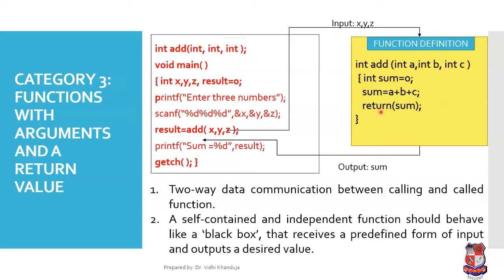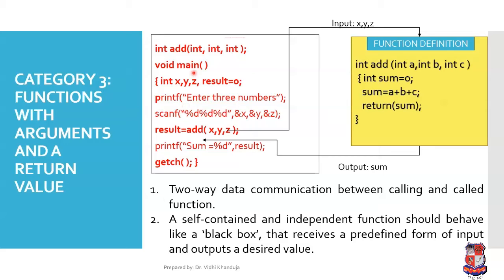We have written a keyword return here, and then what we are returning is the sum of these three values, and then this is returned and the value is stored in the result variable within the main, right? So your function call will look like this. Add, within the braces I have included the actual parameters x, y, z, right? The value of these will be copied into the formal parameters A, B and C, right? And then the value of sum will be copied into result, right?